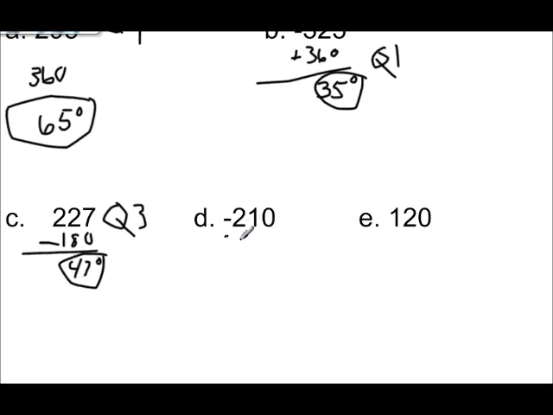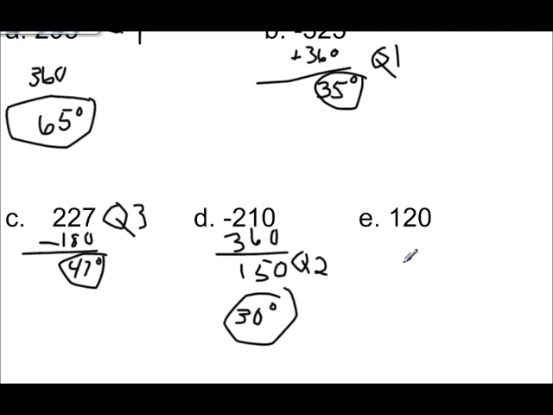Negative 210, first we've got to find the coterminal angle. So we add 360, we get 150. Now 150 degrees is in quadrant 2. That means the nearest x-axis is 180 degrees. How far is it from 150 to 180? 30 degrees. That's the reference angle. 120 is in quadrant 2. Nearest x-axis is 180 degrees. How far is it? 60 degrees. That's the reference angle.